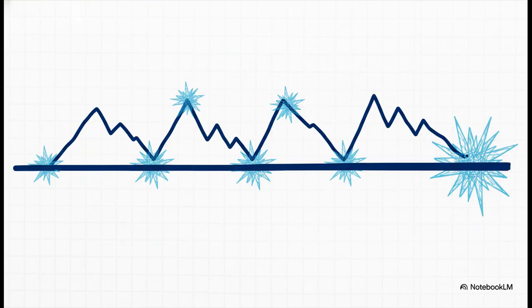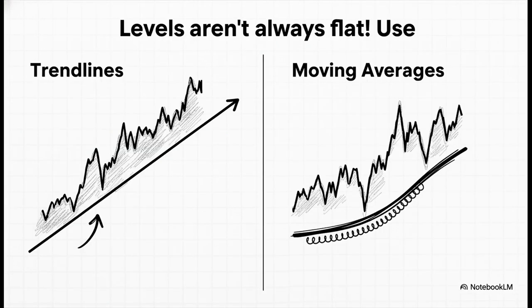Honestly, the simplest way to start is just look to the left on your chart. Where has the price turned around before? A place where it peaked is a potential ceiling. A place where it bottomed out is a potential floor. And here's a golden rule. The more times a price comes down to a level, touches it, and bounces off, the stronger and more important that level becomes. But you gotta remember, these floors and ceilings aren't always perfectly flat.